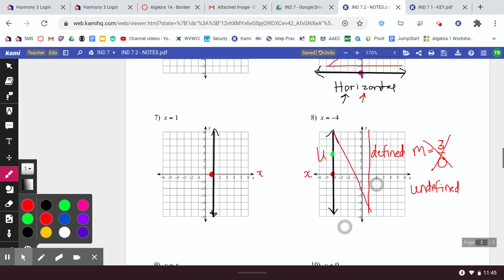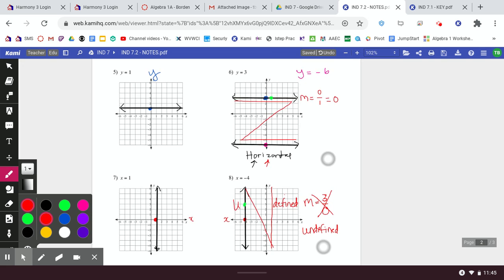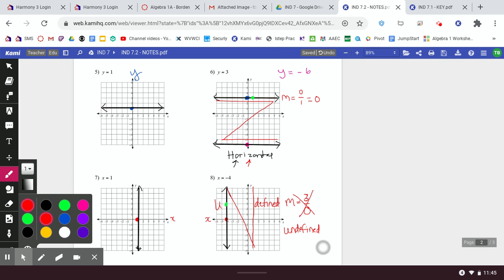So if you are asked to identify the slope, I'm going to zoom out here a little bit. Comparing number 6 and number 8: number 6 is the horizontal lines. They have a slope of 0, and those are the Y's. The Y's always are horizontal. They have a 0 slope. The X only is a vertical line, and a vertical line has an undefined slope.